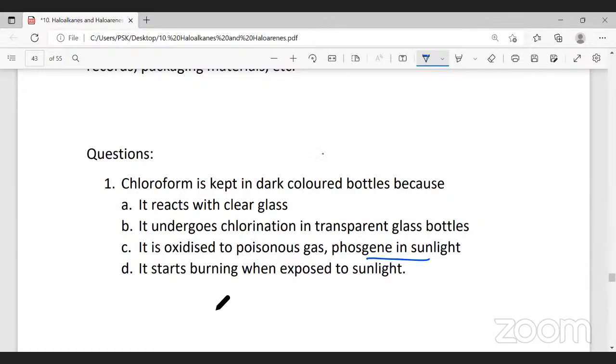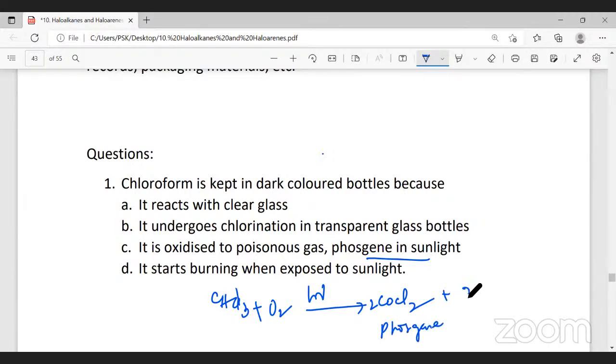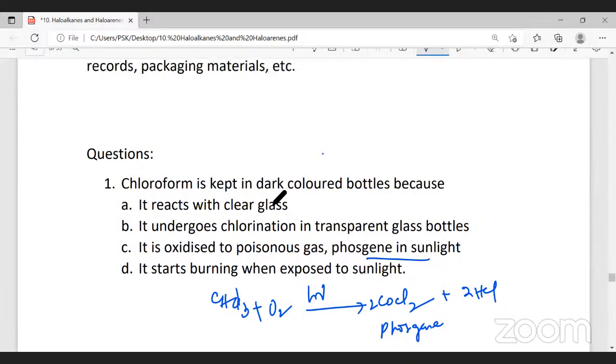So this chloroform, CHCl3, when it is exposed to atmospheric air, gets oxidized in the presence of sunlight to form phosgene, COCl2, and 2HCl. Yesterday we learned phosgene is a poisonous gas. Therefore, this chloroform is kept in dark colored bottles and filled up to the brim.